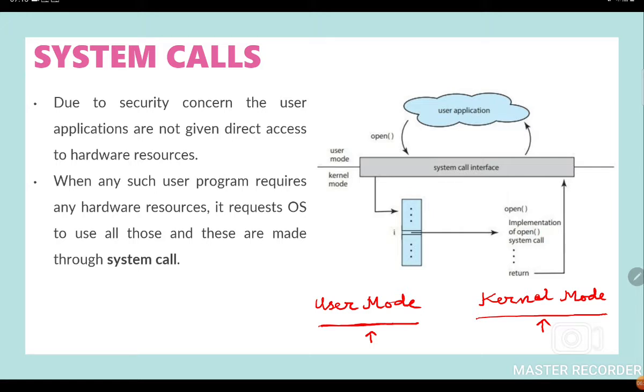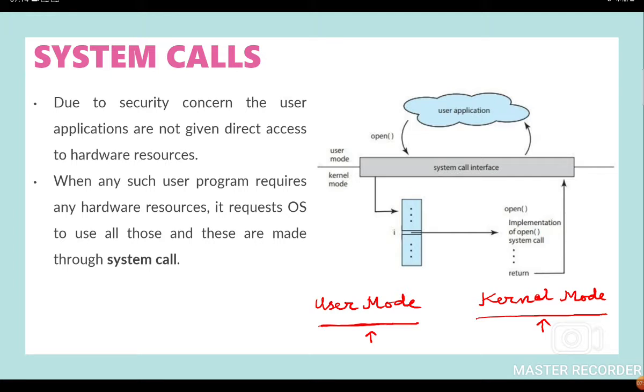So when the user program is related to any sort of calculation or software or program related things, it is running in the user mode. And when it requires any hardware resources, specifically IO hardware, IO devices, or memory, in those cases the user program needs to shift to the kernel mode.